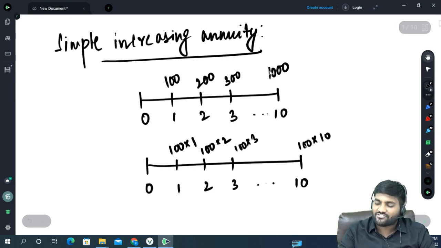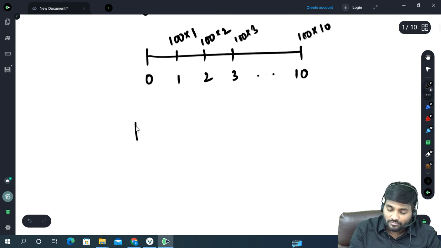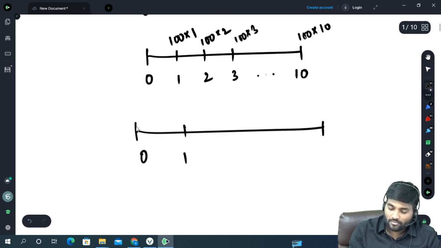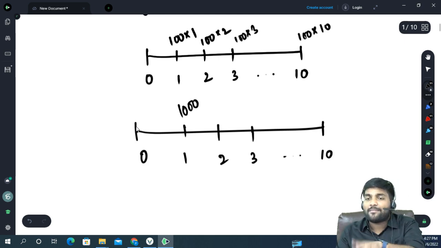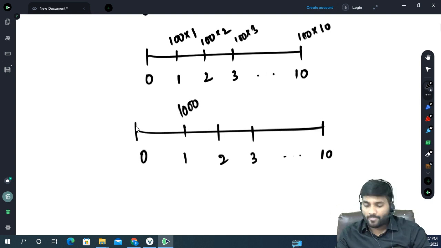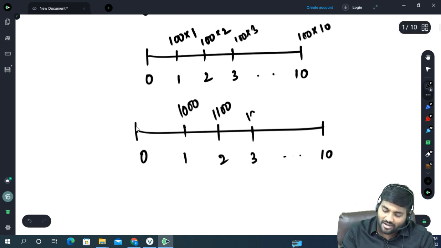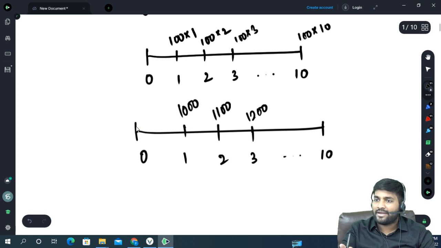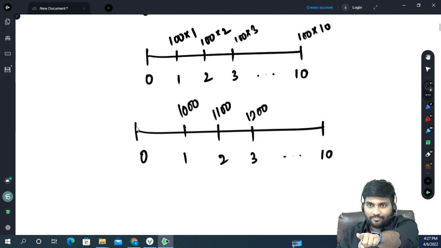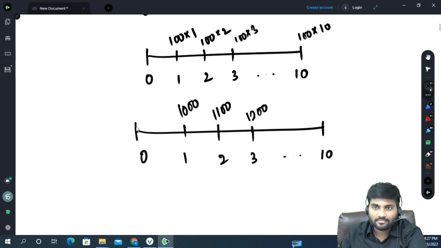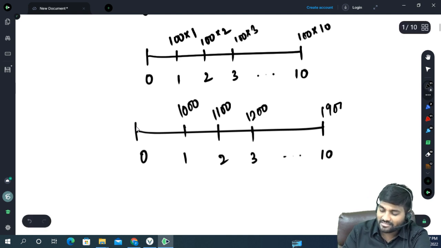Now we can get a structure like this also. 0, 1, 2, 3, dot, dot, 10. Where the first payment is 1000 and each payment increases by 100. So the next payment will be 1100, 1200. The last payment, 2000? The last payment? Huh? 1900 is the correct answer.